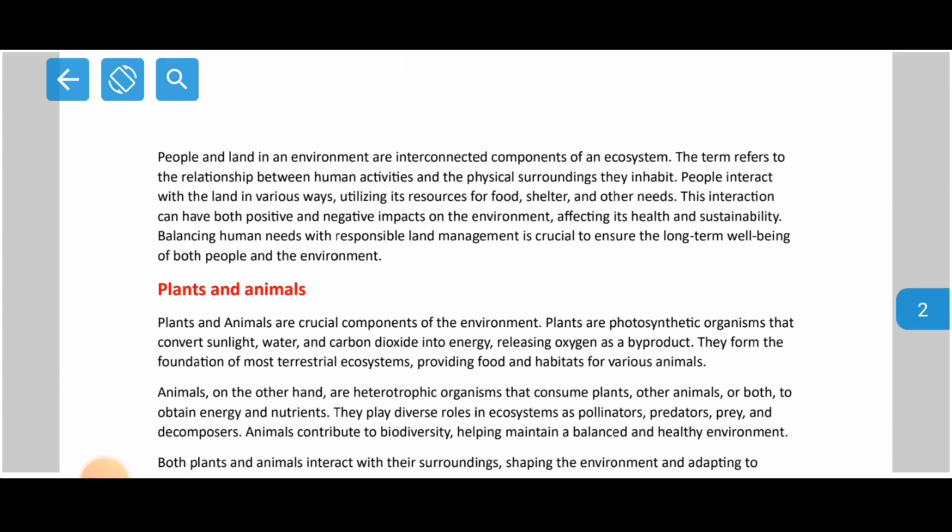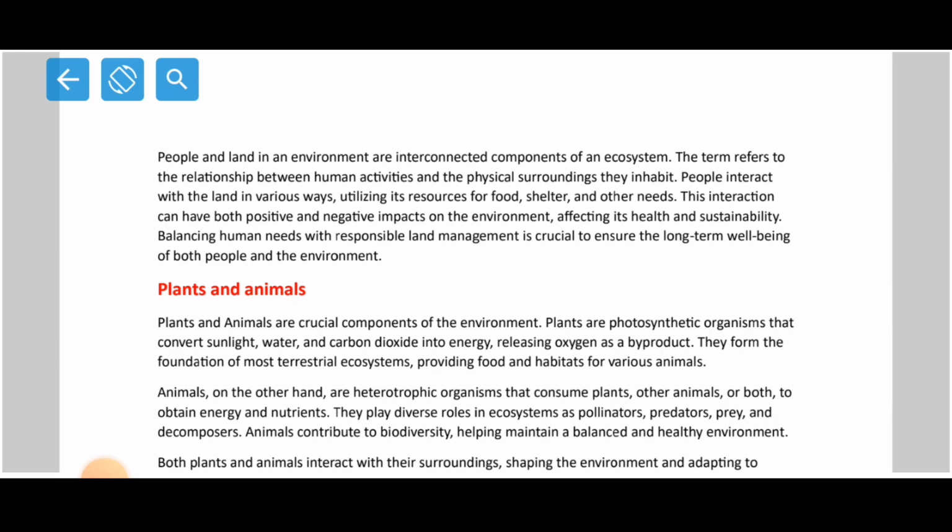So what we have here, people and land in an environment are interconnected components of an ecosystem. The term refers to the relationship between human activities and the physical surroundings they inhabit. People interact with the land in various ways, utilizing its resources for food, shelter, and other needs. These interactions can have both positive and negative impacts on the environment, affecting its health and sustainability. Balancing human needs with responsible land management is crucial to ensure the long-term well-being of both people and the environment.